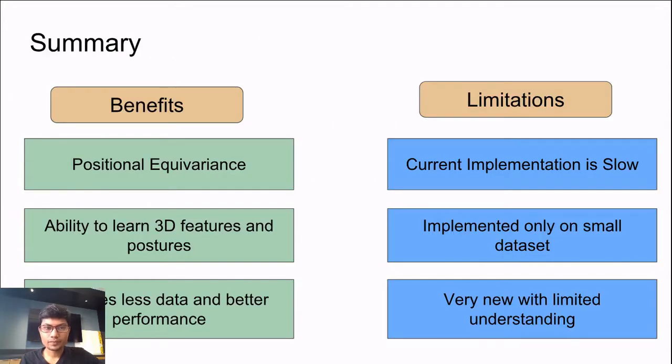Now let's summarize. Capsule networks help us address all the problems faced by CNNs. Capsule networks are positional equivariant, they have the ability to learn 3D features, they require less data, and they give better performance. We got state-of-the-art results for the MNIST dataset.